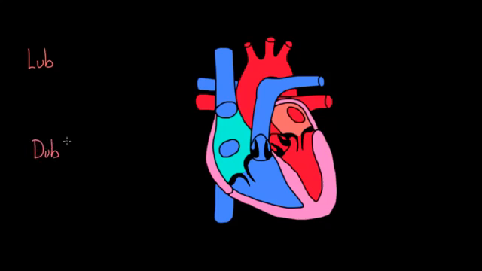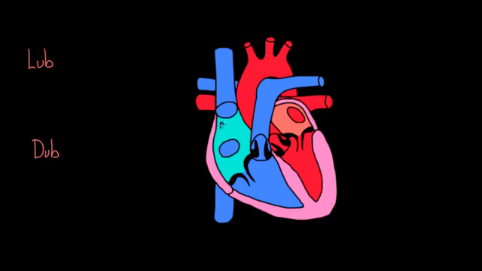To figure out where those sounds come from, I took that diagram of the heart that we've been using and exaggerated the valves, made them really clear to see in this picture. We'll use those valves to talk through where those sounds are coming from. So let's start by labeling our heart.